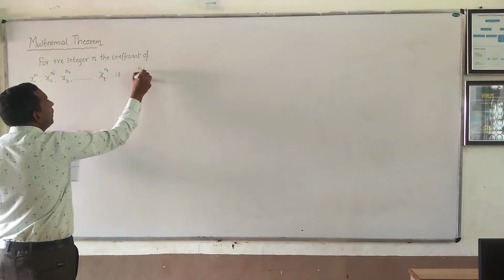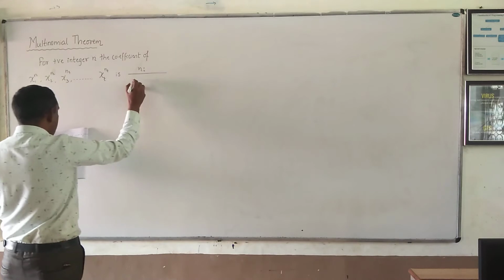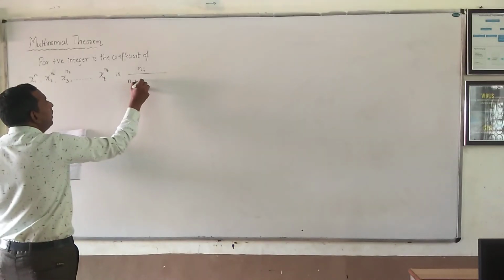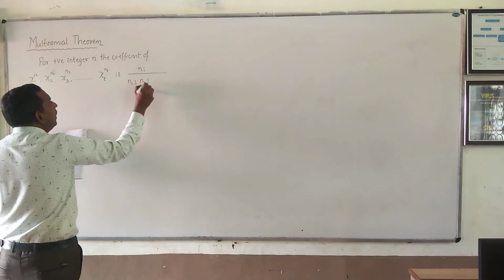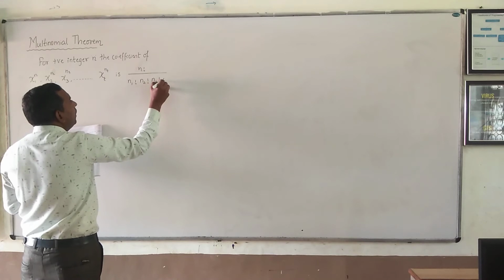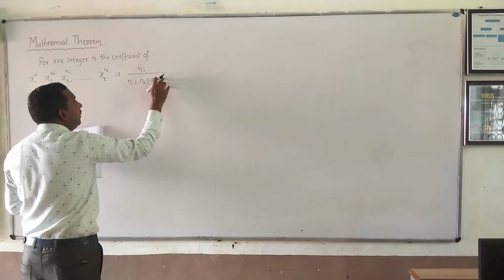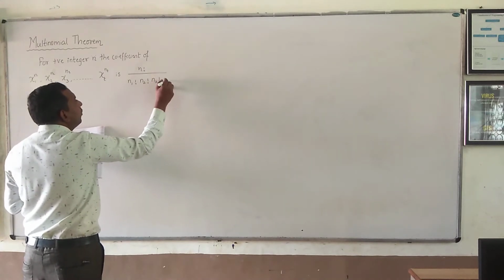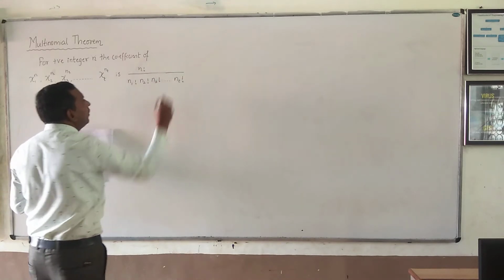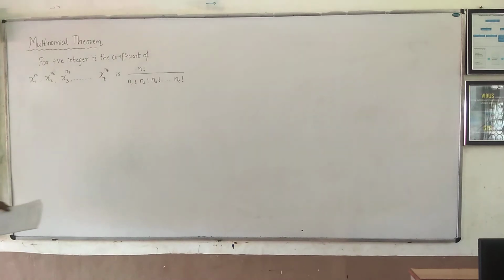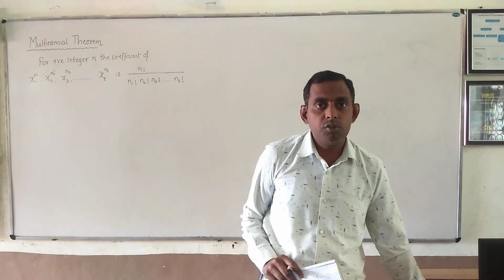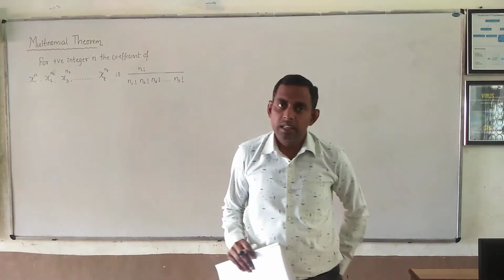It is n factorial divided by n1 factorial into n2 factorial into n3 factorial, and so on up to nt factorial. So this is the multinomial theorem. It is the extended version of the binomial theorem.